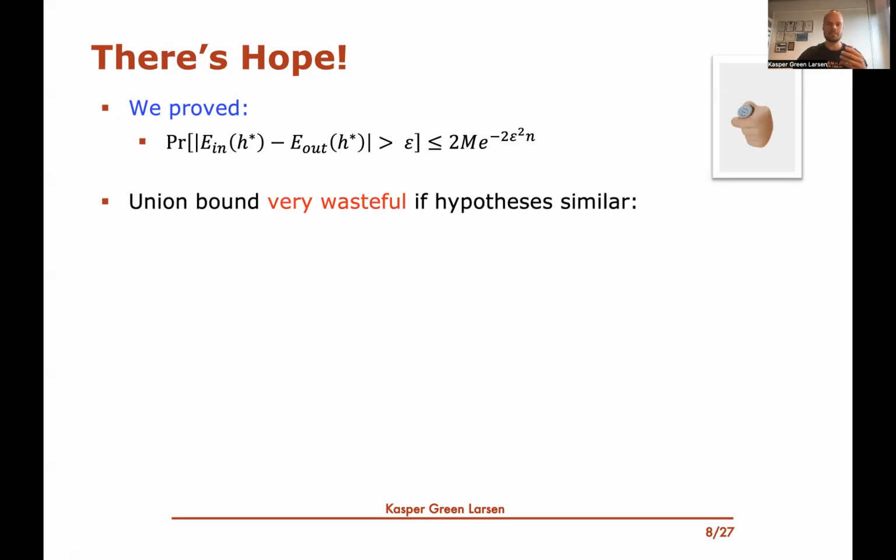So the basic observation that we will try to use is that this union bound is really wasteful if the hypotheses in our hypothesis set are very similar. Okay, so what do we mean by that, right? So let's try to give a sketch by a proof by picture again, why this is the case.